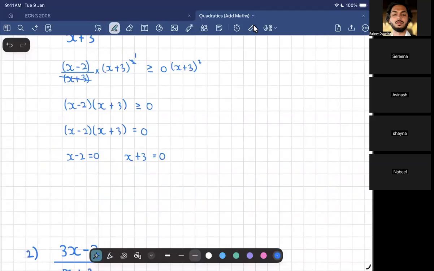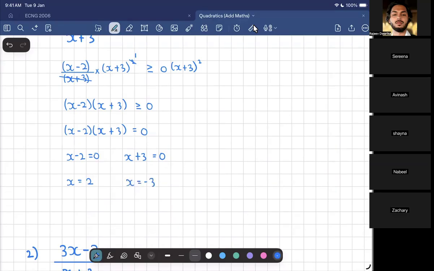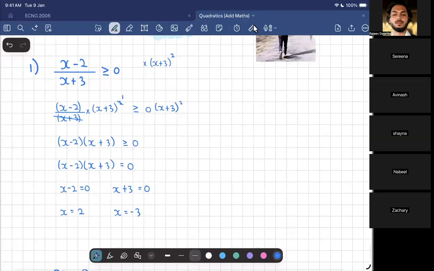What's next? x would be equal to 2, and then x would be equal to minus 3. Do I lose you anywhere over here at all? Talk to me. No, I understand up to there. Avinash, I didn't lose you anywhere, right? Funny enough, that is actually how far I got.